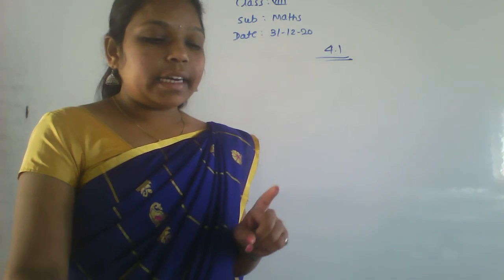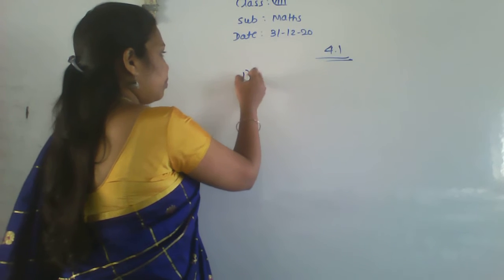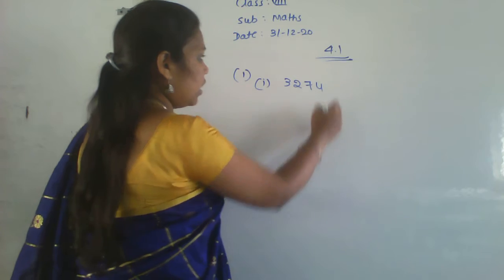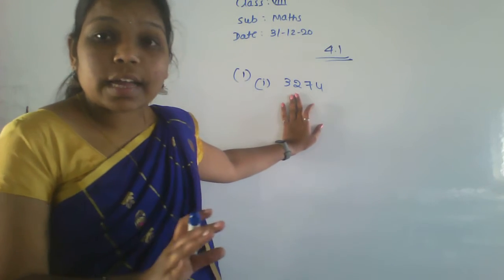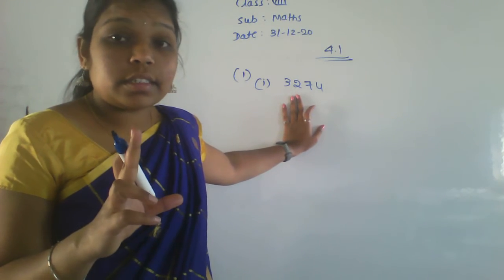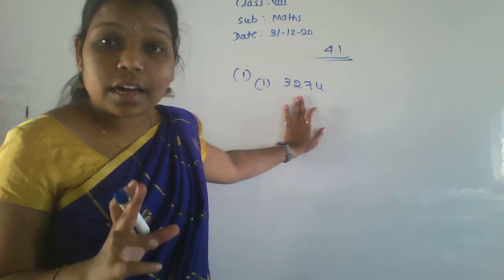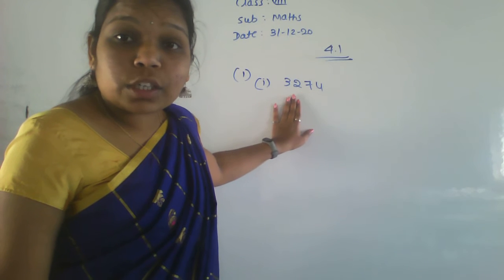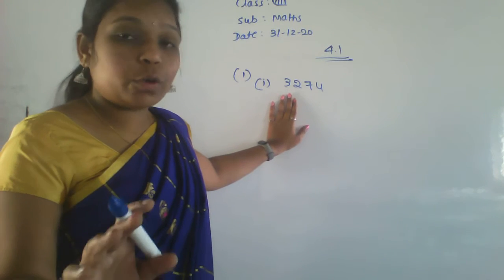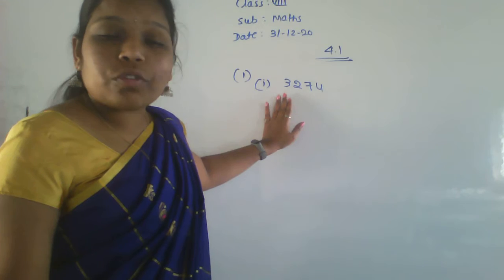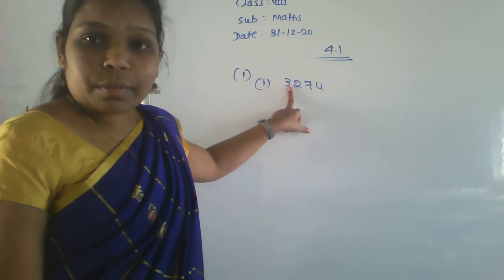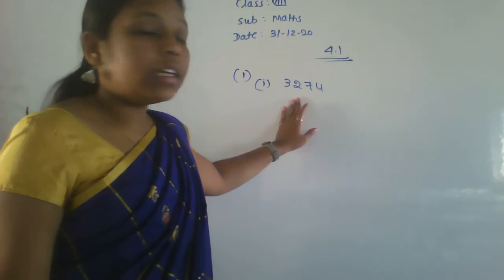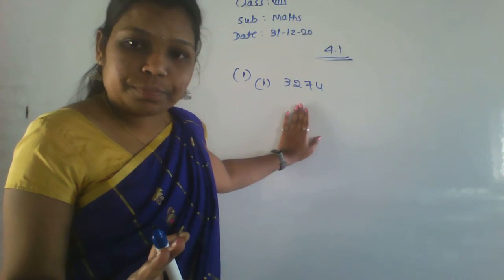So the first question, 3274 is the given number, okay? So what is the ones digit value in the cube of this number? We don't find the cube root here, it is a cube, okay? Cube of this number means you have to multiply 3 times here, right? But we don't find the cube of the number.